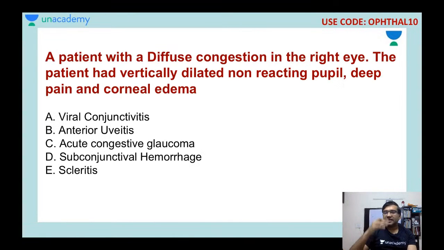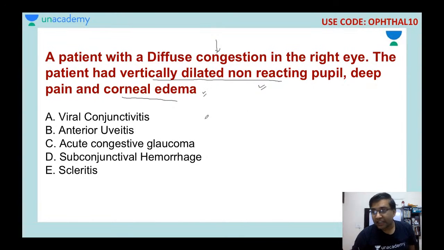Okay, let's go. Then we have next question. A patient with a diffuse congestion in the right eye. The patient had a vertically dilated non-reacting pupil, deep pain and corneal edema. So one thing more that you are seeing in this patient is that the patient has corneal edema also and a vertically dilated non-reacting pupil. So it is not only affecting the superficial part of the eye, it is not only affecting the conjunctiva, it is affecting the other parts of the eye as well. So there is a corneal edema also.